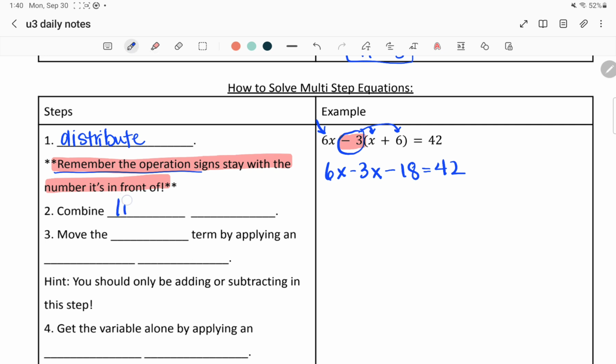Next step is combine like terms. So I see in here I've got a 6x and I have a 3x, and they need to be squished together. 6 minus 3, notice it's going to be minus because the 3 is negative. 6 minus 3 is 3. And then from here, this should look like what we know.